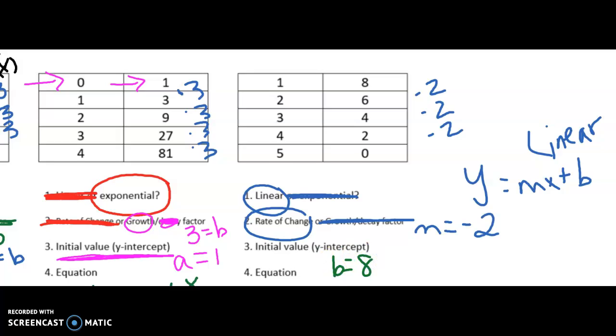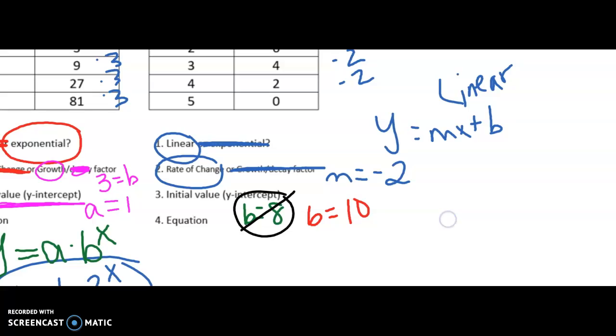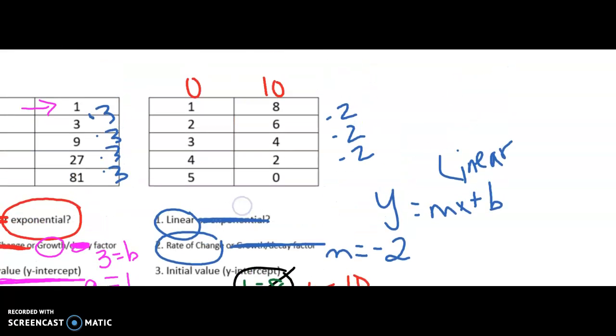Nope, it is not 8. This is where I'm trying to trick you. The y-intercept is when x is 0. If you look at your table, x is not 0 on there. So let me go backwards. If I go backwards, my y-intercept is 10. So this one, you had to work a little bit harder on the table to find the y-intercept. So we got y equals negative 2x plus 10. Because that's our slope and that's our y-intercept. And that's how we write linear functions. All right, so that one was tricky because I didn't give you the y-intercept on the table. I made you try to find it.